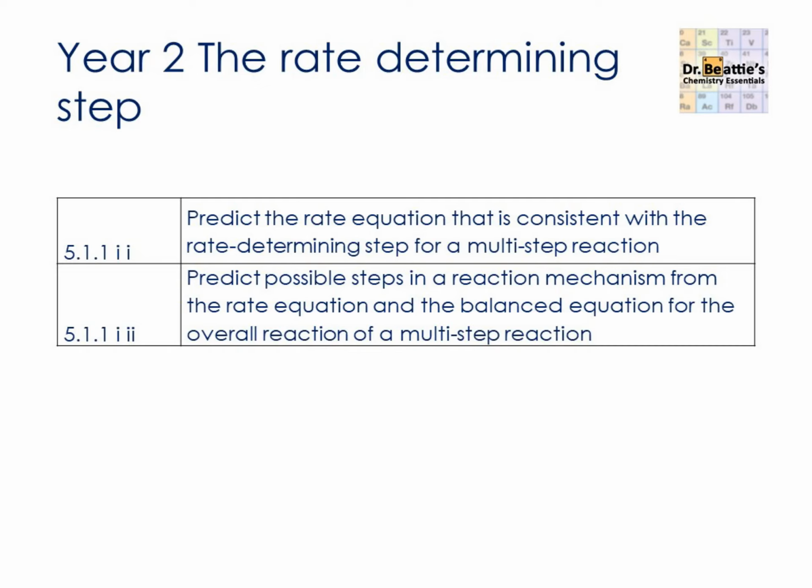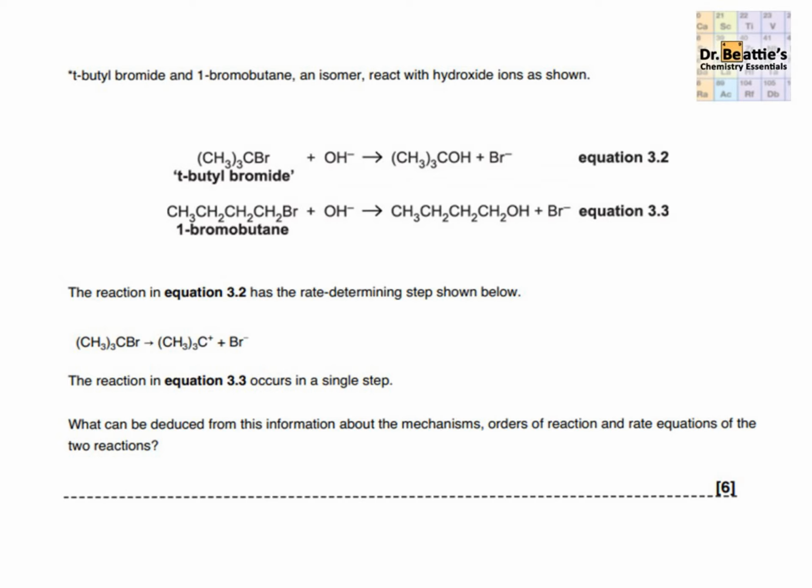This video is intended to follow on from the previous video on the rate determining step. What we're doing in this video is looking at how the rate equation can tell us something about the mechanism of a reaction. Specifically, looking at a very common exam style question, which is the difference between nucleophilic substitution, SN1 and SN2. So this is a common exam question on the rate determining step.